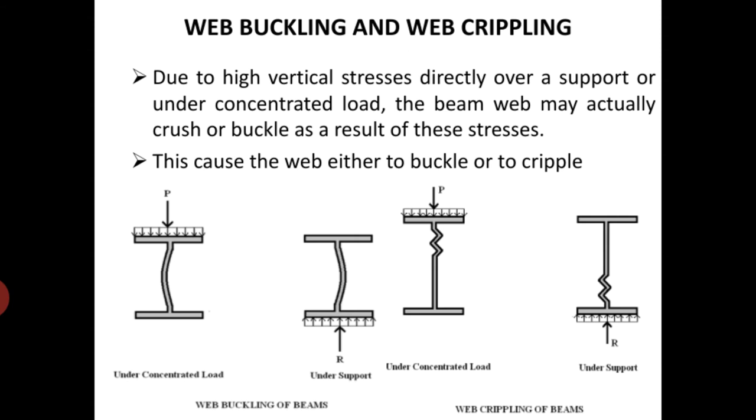So then what are the preventive measures for this? The suggested solutions to this problem include that the load should be spread over a wider area. Whatever the concentrated load or the load at the reaction point, it should be spread over a larger area of the flange. And you can even provide web stiffeners at the point loads. To prevent this type of failure, stiffeners can be provided for the web. We have to make the web stronger, hence stiffeners can be provided.